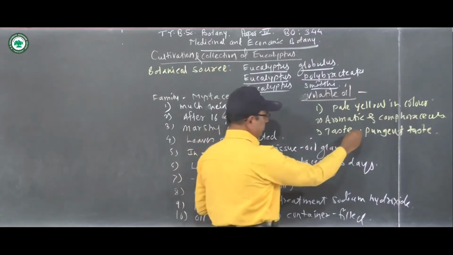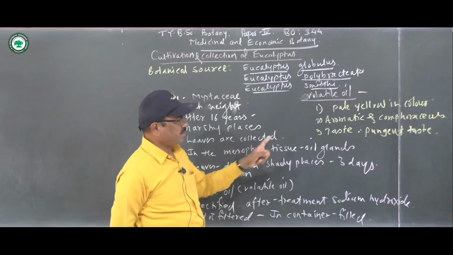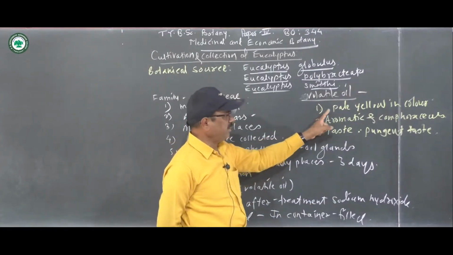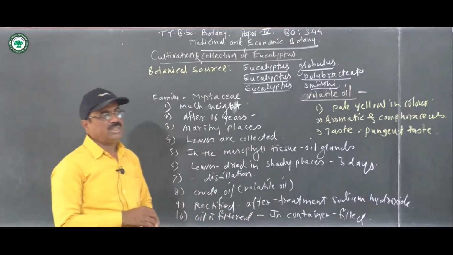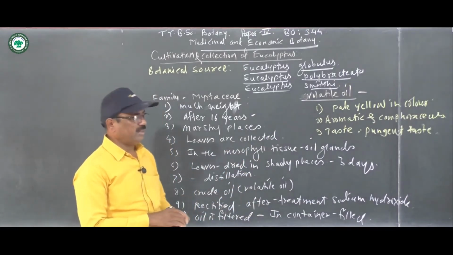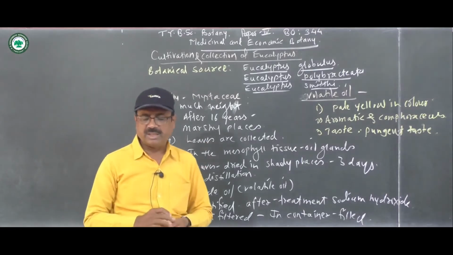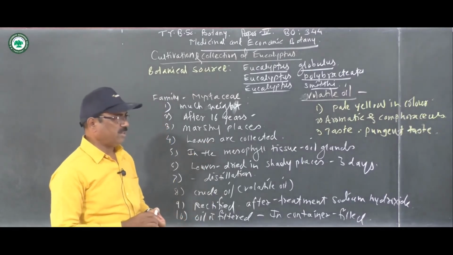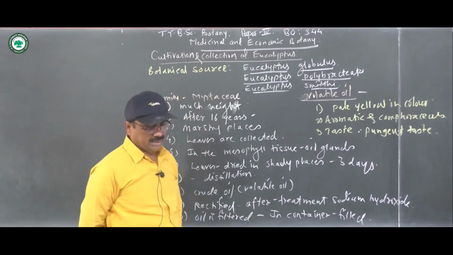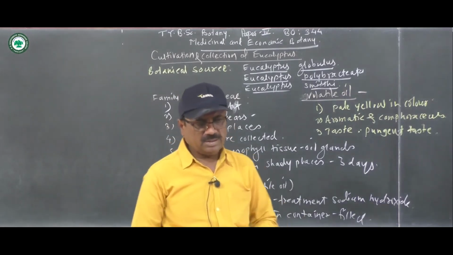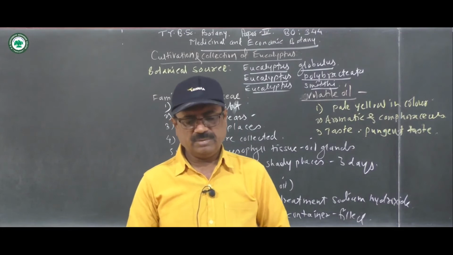So thus, this is the description or characteristic of this volatile oil, eucalyptus oil, which is pale yellowish in color. It has an aromatic or pleasant smell and camphoraceous odor, and in taste it is pungent. So thus, this is about the collection, cultivation and description of eucalyptus oil.